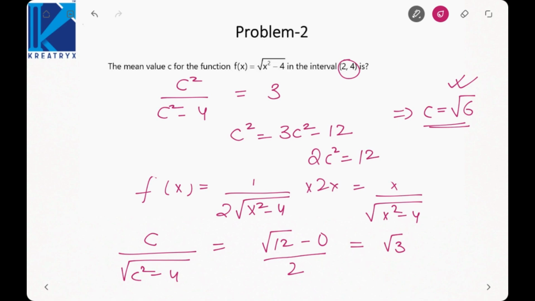Is it fine? So first of all, you will always have to judge whether to apply Rolle's theorem or Lagrange's theorem. If the two endpoint values are equal, you will apply Rolle's theorem, else you will apply Lagrange's mean value theorem.